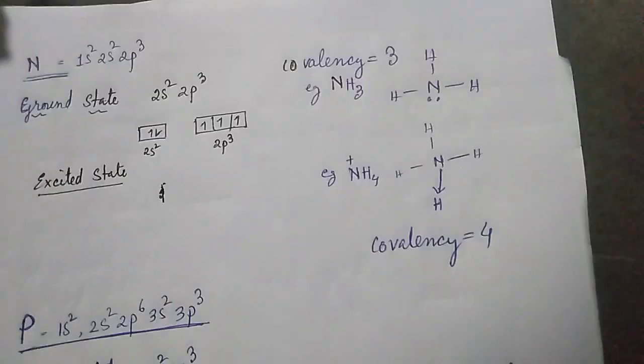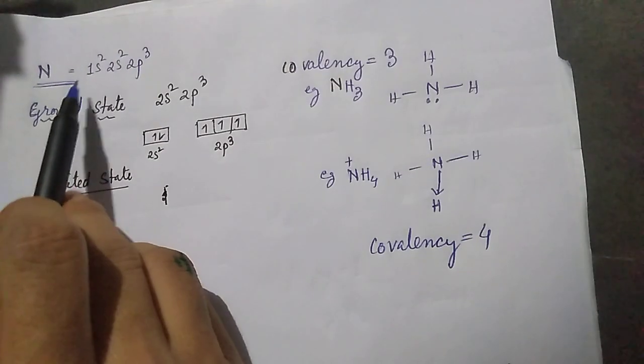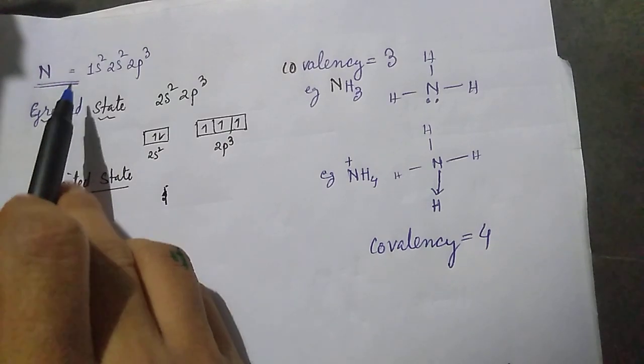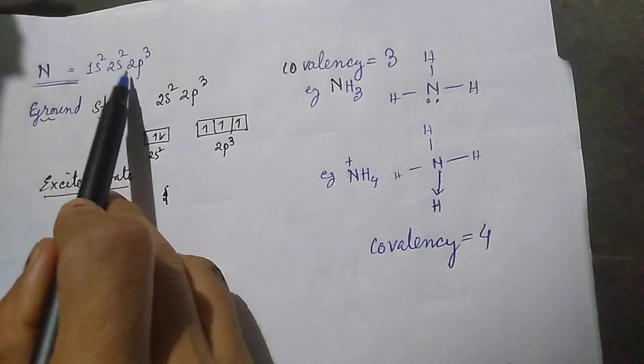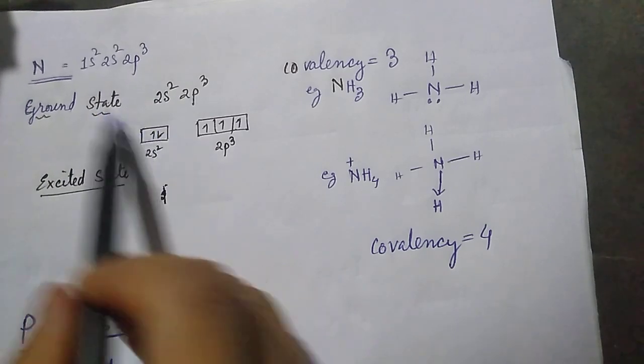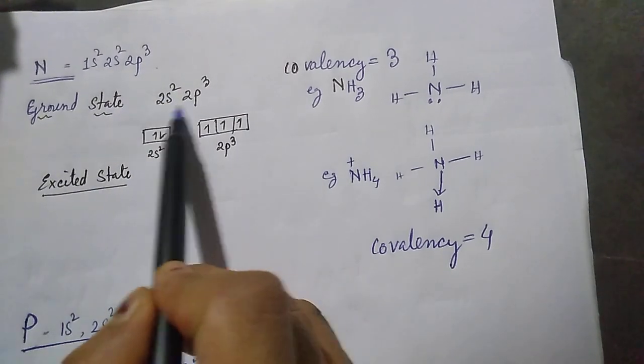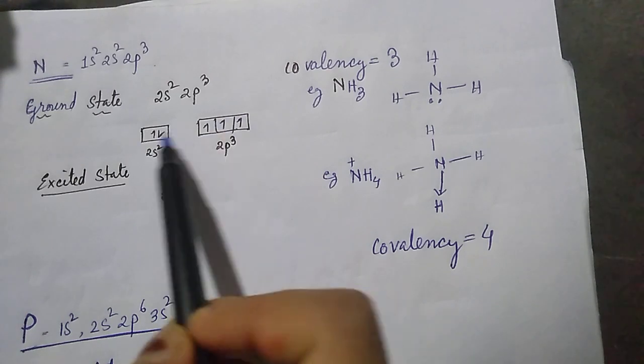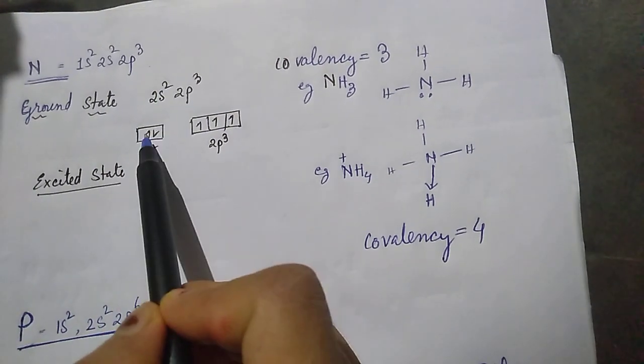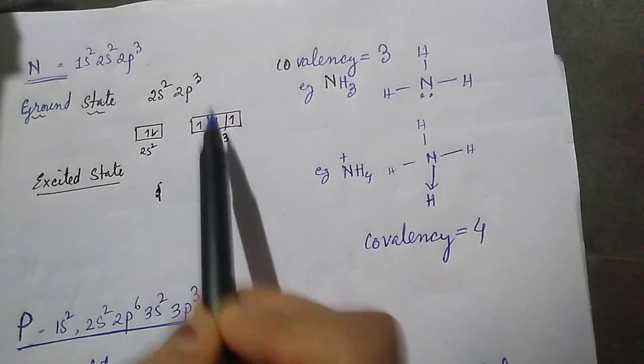Next let's take the example of nitrogen. Nitrogen has electronic configuration 1s2, 2s2, 2p3. So this is your ground state. Here I have taken the outermost only to show the bonding. So 2s2, how many electrons? 2. 2p3, how many electrons?